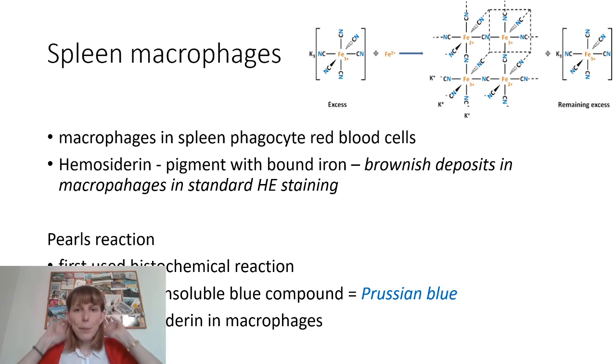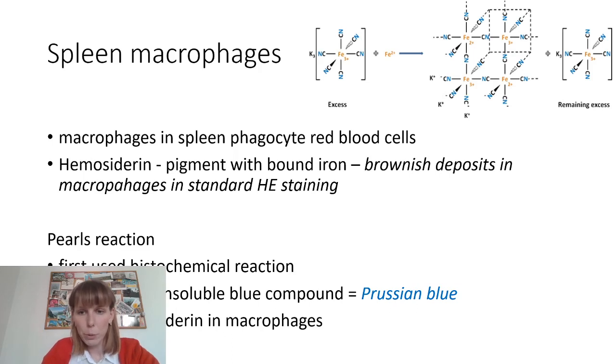So in spleen, when you want to see the macrophages in spleen really nicely, you can use a special staining method. So this staining method is called the Pearls reaction. The Pearls reaction will stain the macrophages blue. So the resulting color is the Prussian blue, which we will see on the slide.